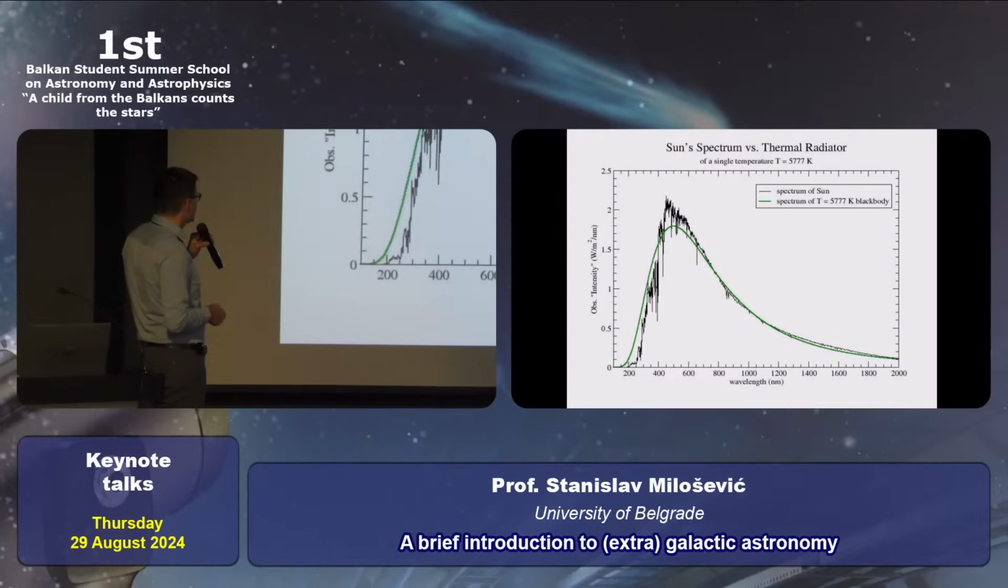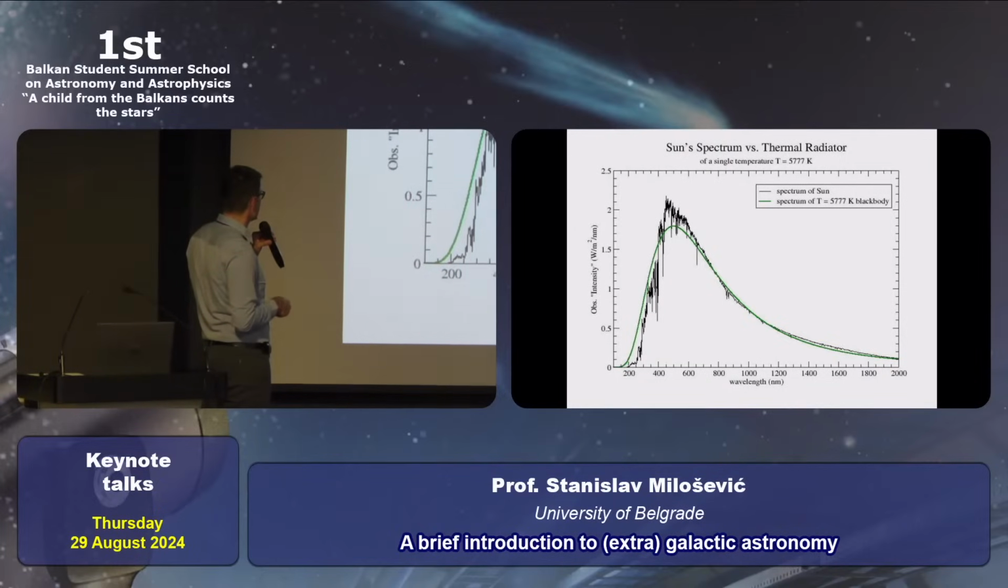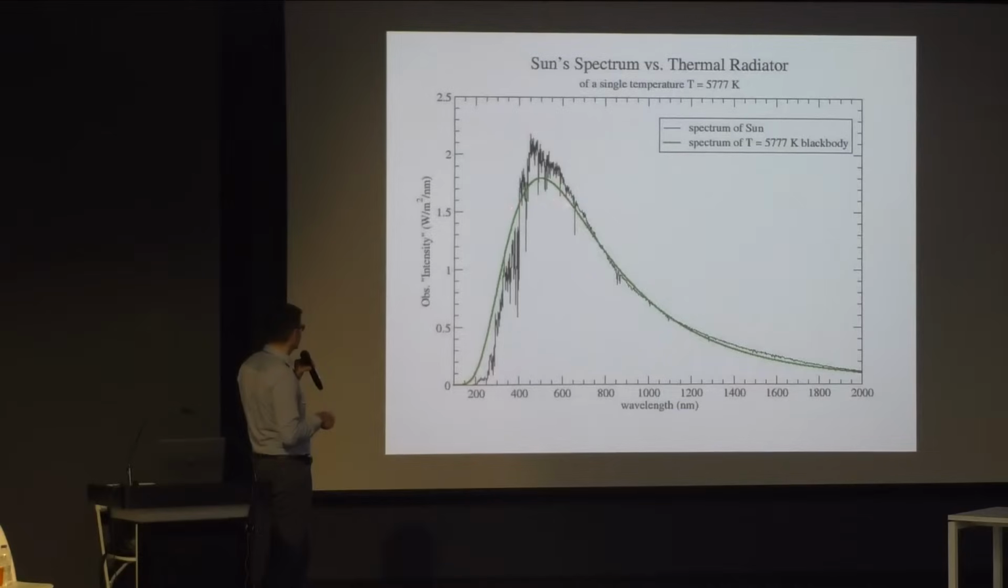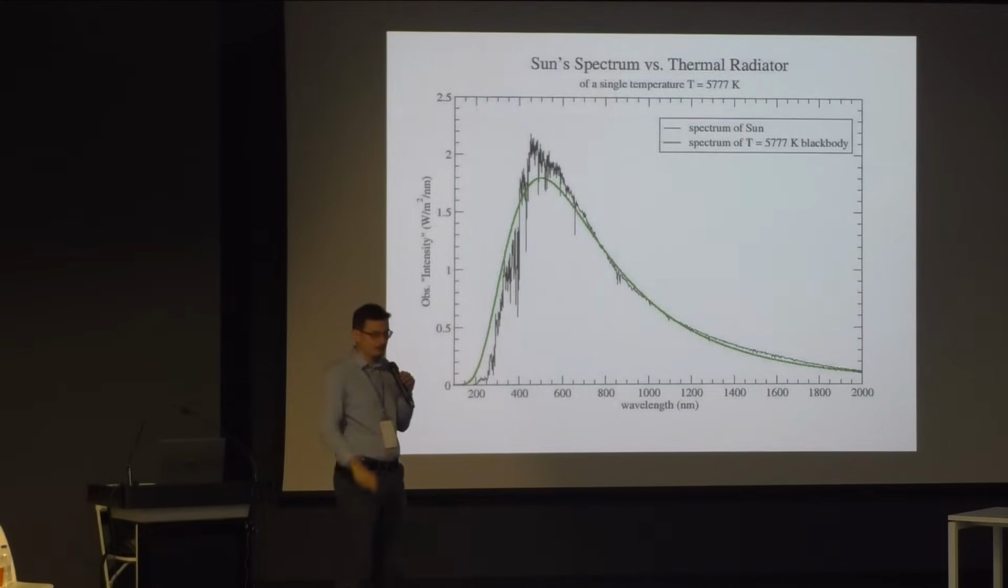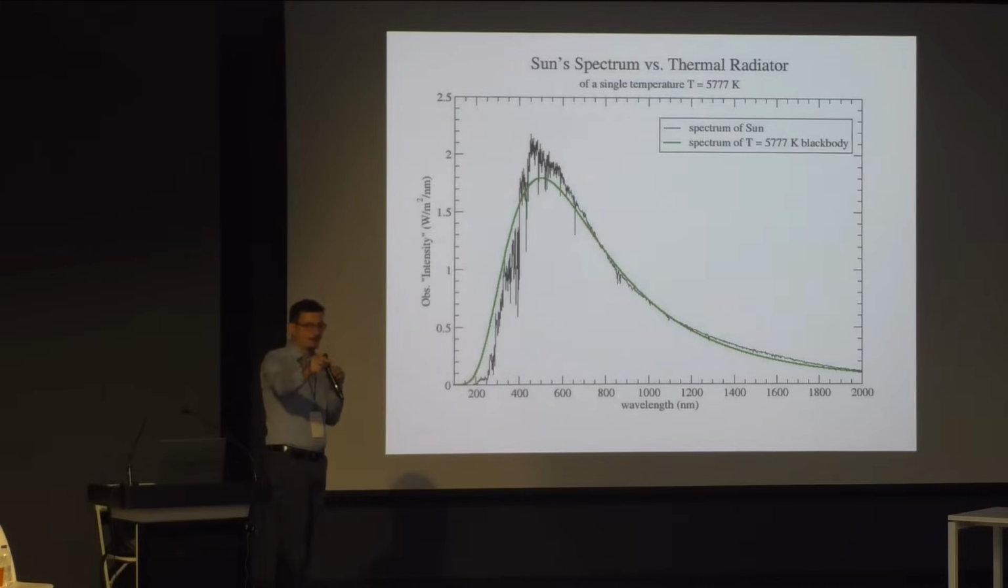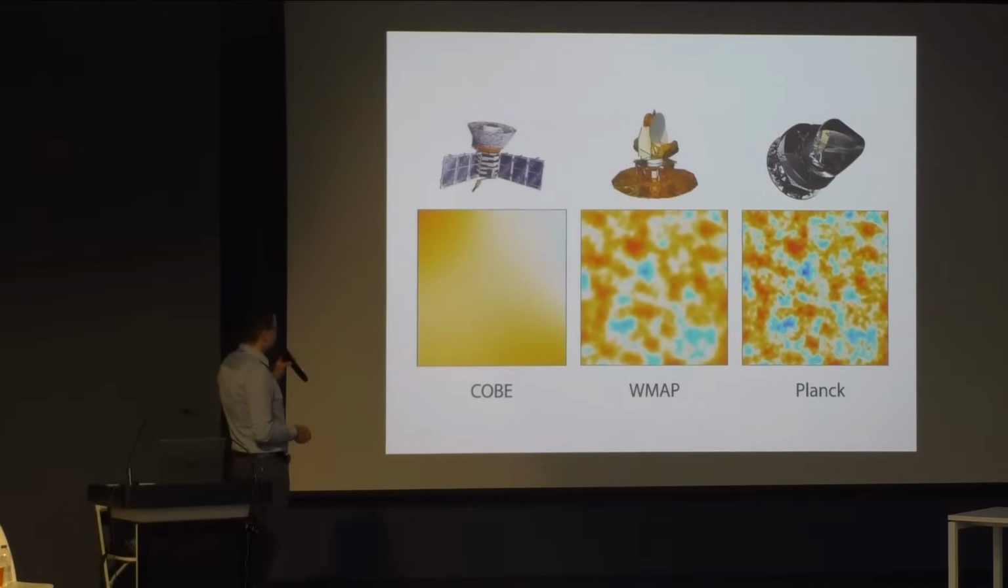And just for comparison, this is the spectrum of the sun. This is the measured spectrum of the sun, and this is the theoretical curve. So it's pretty different from this, okay? So the sun is just approximately a black body, not the whole sun, but that part from which we get the spectrum, the surface part which we call the photosphere, okay? And this is the evolution of the resolution on these missions. COBE was launched in 1990, I think, WMAP at the end of the 90s, and Planck in the 2000s.